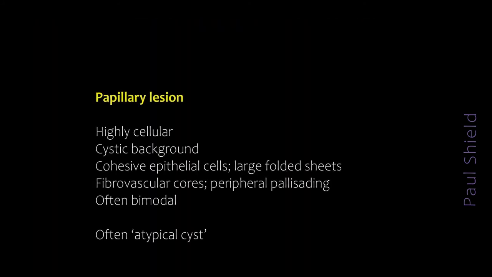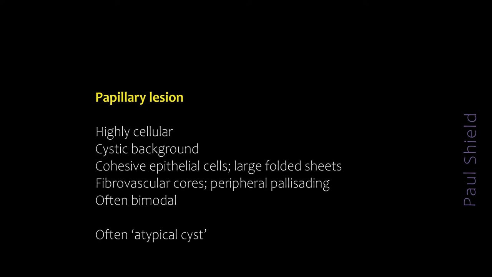So in summary, papillary lesions are usually the most cellular types of specimens that you see. They frequently have a cystic background, and by nature the papillary growth needs a cyst or a space at least to grow into, so like the bladder or a cyst. It's characterized by highly cellular epithelial cells that are generally cohesive. Sometimes they form really large folded sheets as well, and often that is bimodal.